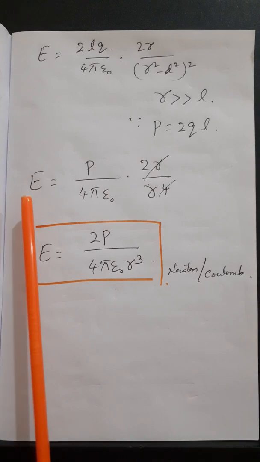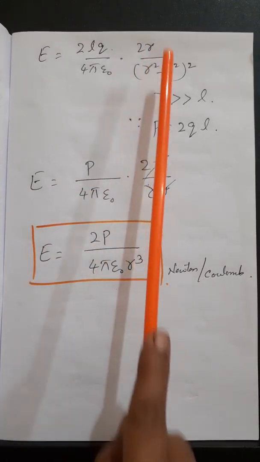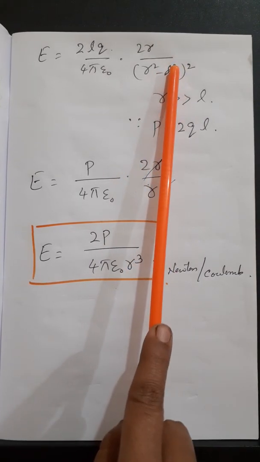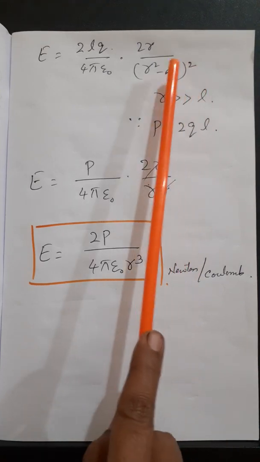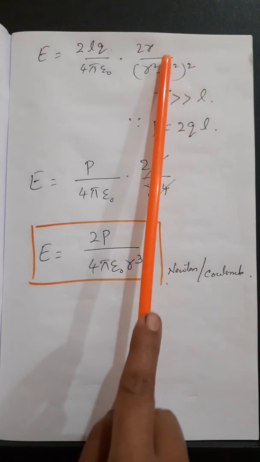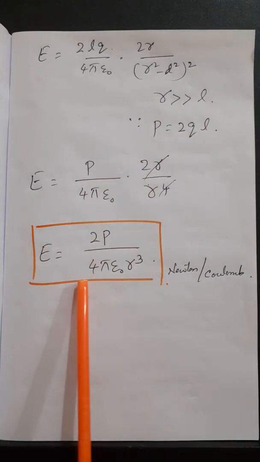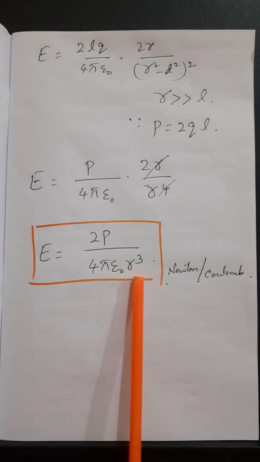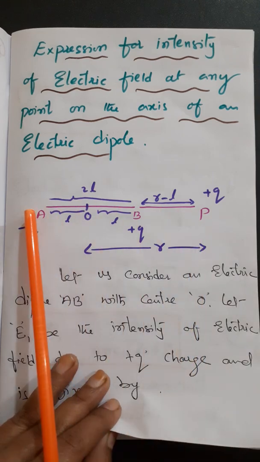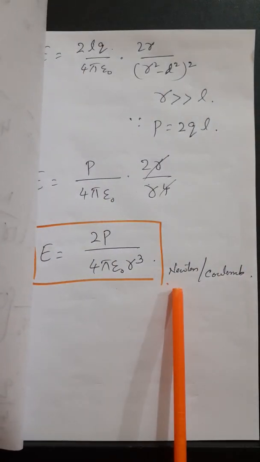Then E is equal to P by 4 pi epsilon naught dot 2R by R to the power of 4. We are neglecting L square and L to the power of 4. L is very small, so L to the power of 4 is still smaller. That's why we are neglecting it. So E is equal to 2P by 4 pi epsilon naught R cube, and this is the resultant intensity at a point P along the axis of the dipole, measured in newtons per coulomb.